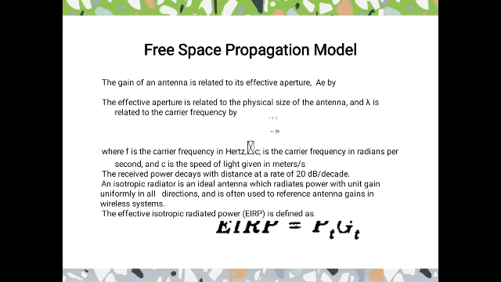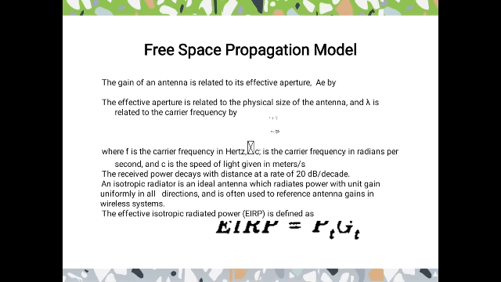In the free space propagation model, the gain of the antenna is related to its effective aperture Ae. The effective aperture is related to the physical size of the antenna, and lambda is related to the carrier frequency. The carrier frequency can be given by f equal to c by lambda, where c is the speed of light.